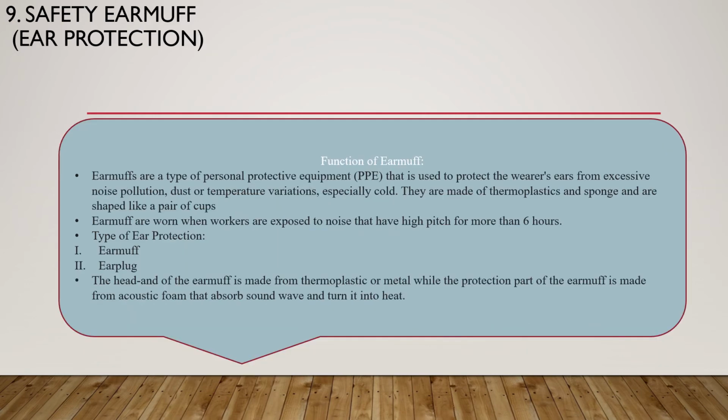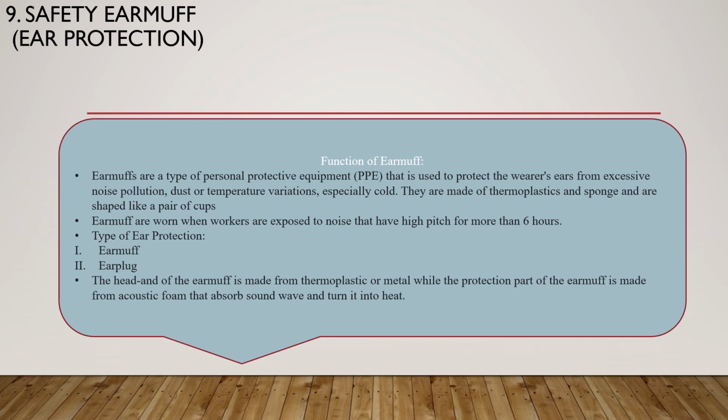Okay. For the next one is safety earmuff. Safety earmuff is a type of PPE that is used to cover the wearer's ears from excessive noise pollution, dust, or temperature variation, especially cold. They are made of thermoplastic and sponge and are shaped like a pair of cups. Okay, the earmuffs are worn when workers are exposed to high-pitched noise for more than 6 hours.